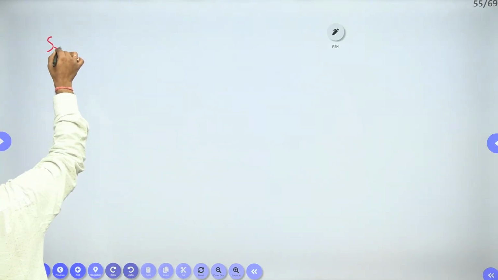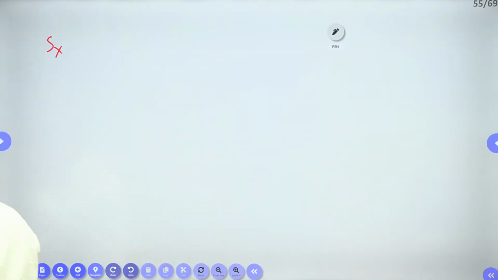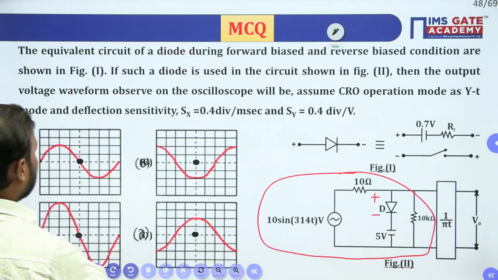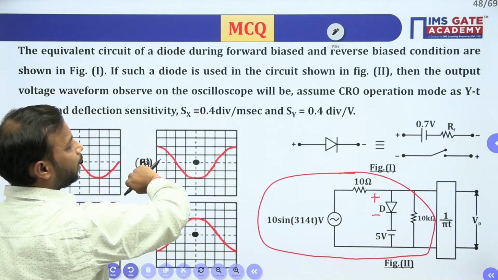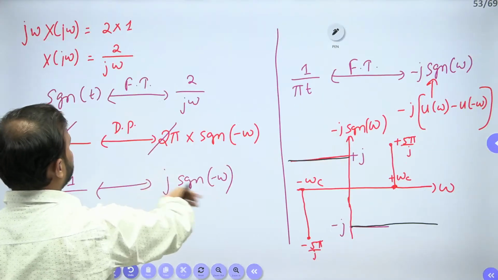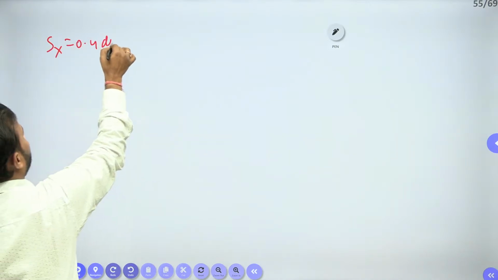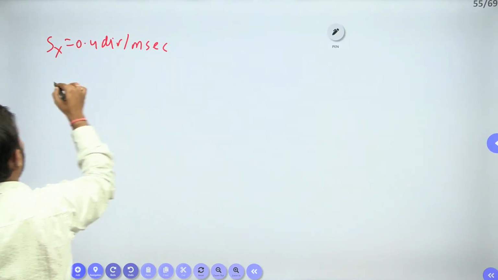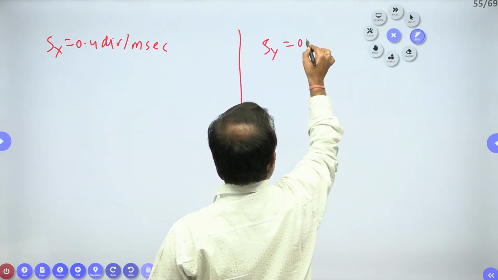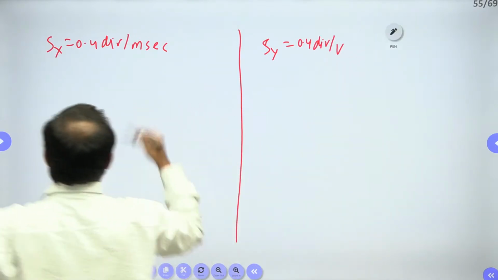So, after that, we have been given Sx as a value. Sx is given, na? Okay, Sx is 0.4 division per millisecond and Sy is 0.4 division per volt. Okay. So, this is what?